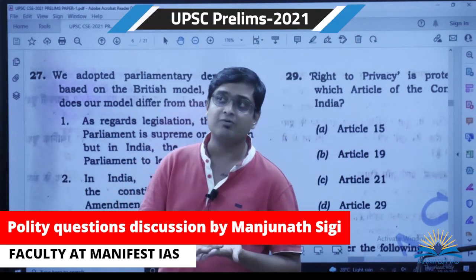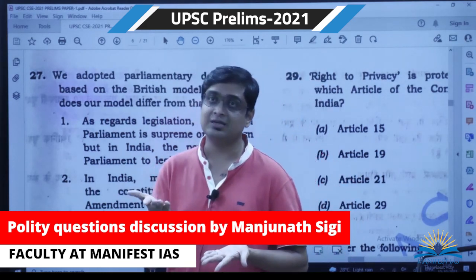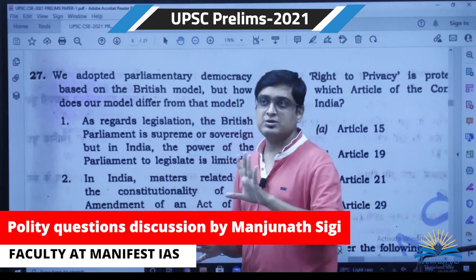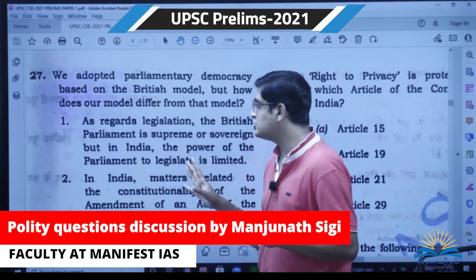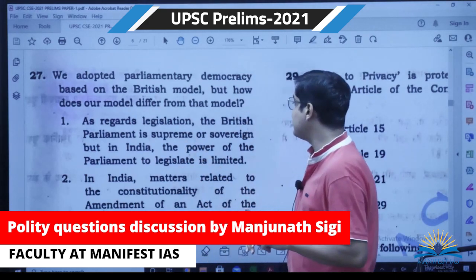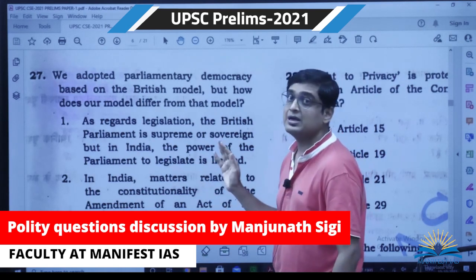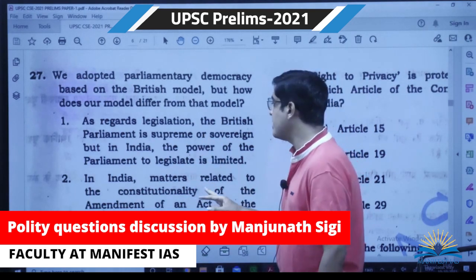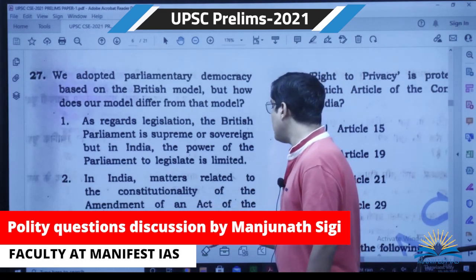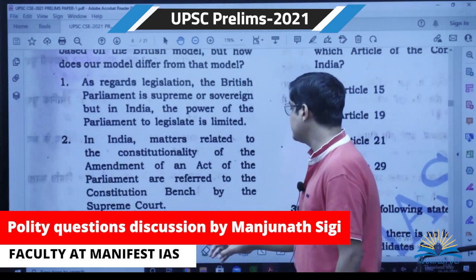The UK Parliament is the sovereign. That's why Dicey says the UK Parliament can do anything except change the sex of a person. So there is no concept of judicial review in the UK. So the first statement is correct. Second statement, read this statement very carefully, because this might have confused most students. In India, matters related to the constitutionality of the amendment of an act of the parliament are referred to the constitution bench by the Supreme Court.